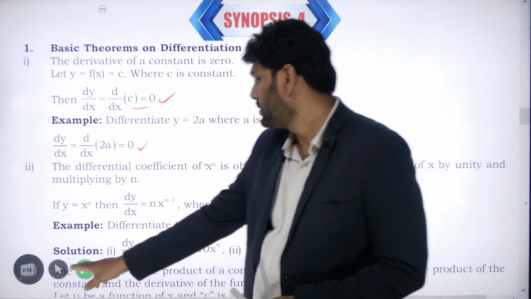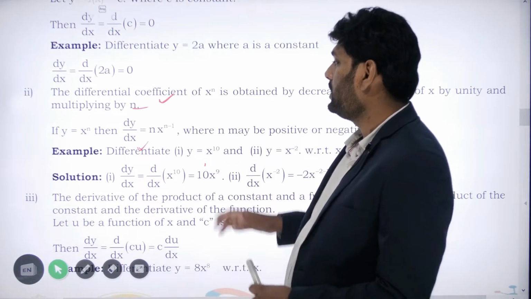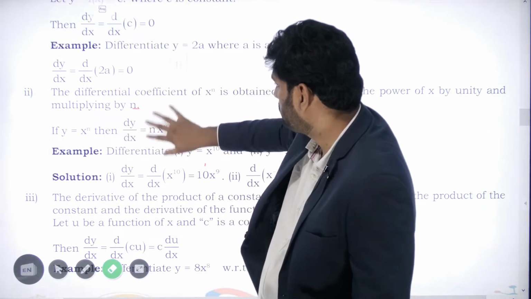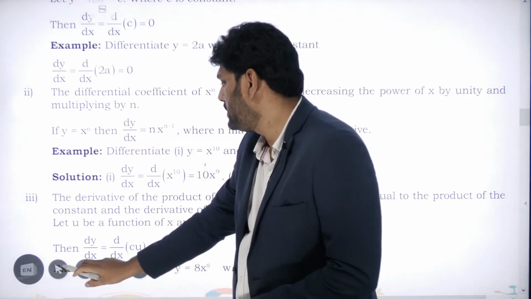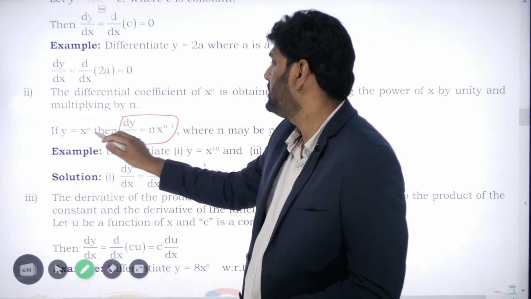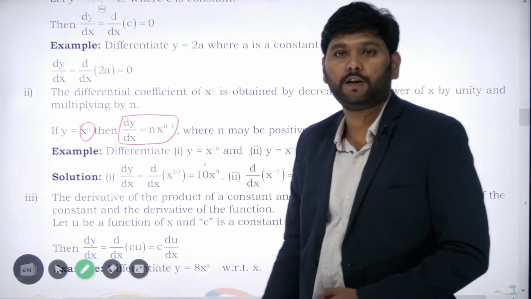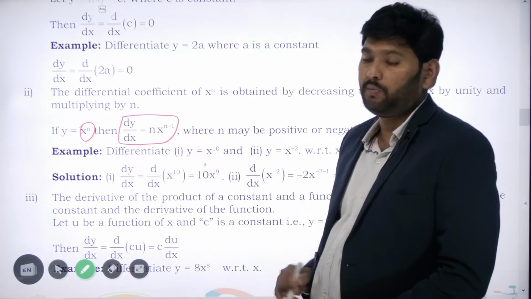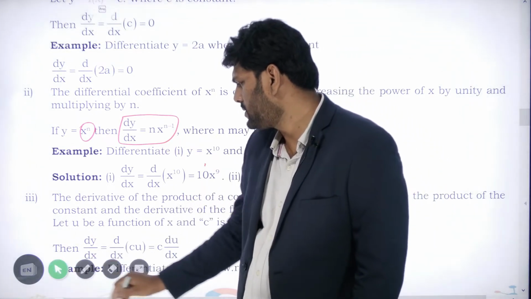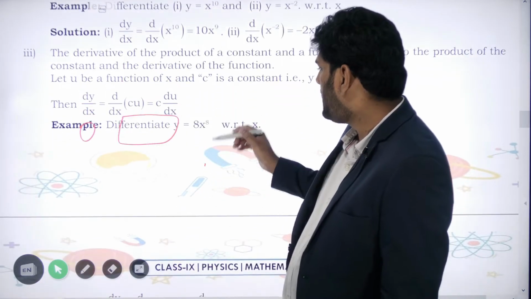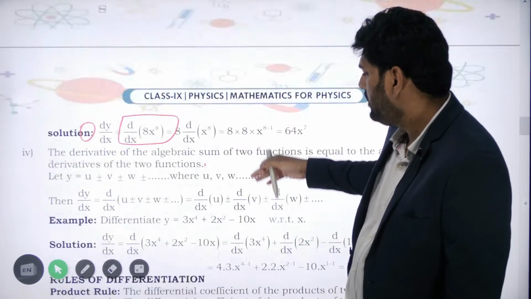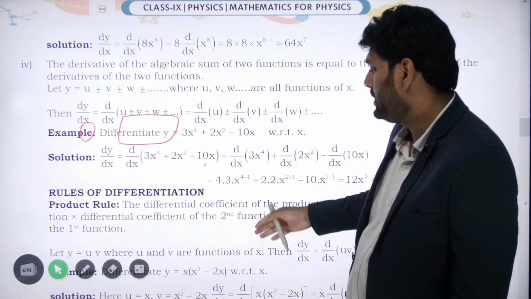Now this is your general formula, a very important formula. That is differentiation of x power n. Differentiation of x power n is n into x power n minus 1. Based on that, they have given some problems, and we already did all these things. Even these questions we discussed.